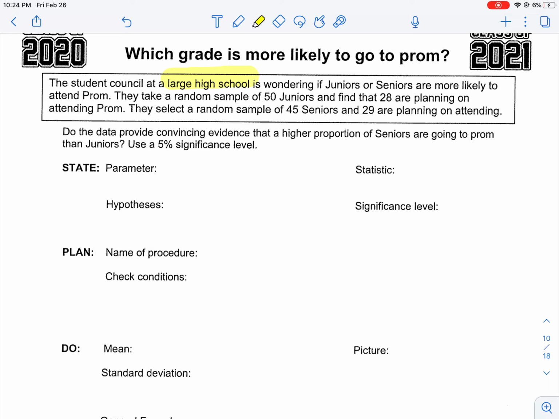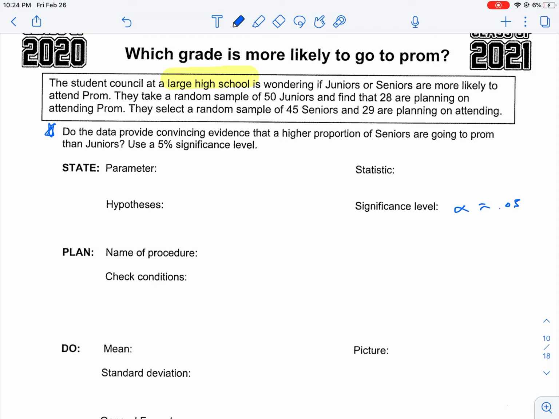So the student council at a large high school is wondering if juniors and seniors are more likely to attend prom. So they take a random sample of 50 juniors and they find that 28 are planning on attending prom. They take a random sample of 45 seniors and 29 are planning on attending. So as we work through our state part of the problem here, we're stating what the parameter is. And in this case, the question here is kind of telling us, do the data provide convincing evidence that a higher proportion of seniors are going to prom than juniors? And we're going to use a 5% significance level. I'm actually going to fill that in over here. So our alpha is equal to 0.05.